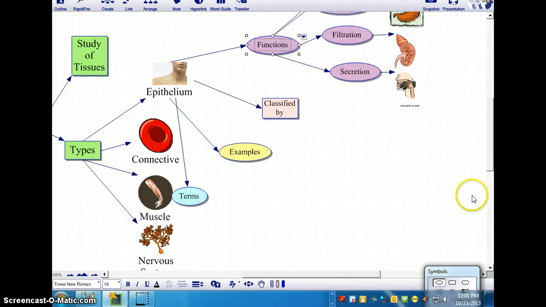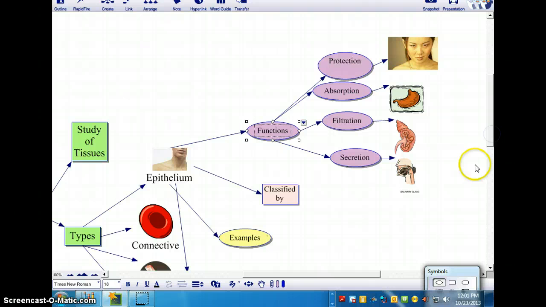In terms of function, epithelium usually serves one of the four things that you see on the screen. It works as protection, to keep things that should be outside out, to keep things in that should be in. It works where we have absorption of oxygen, food molecules, water molecules. So we find that function occurring in the digestive system.